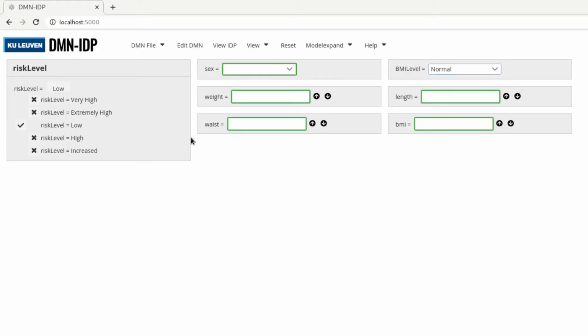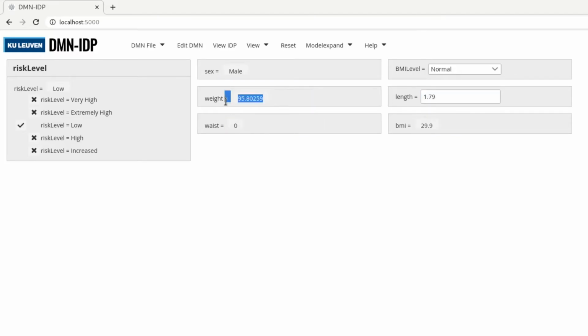After setting our BMI level, we set that the length is 1.79. Of course, this doesn't change. And if we now maximize our weight, we find the maximum weight that we would have to be in order to have a good BMI. In this case, 30.